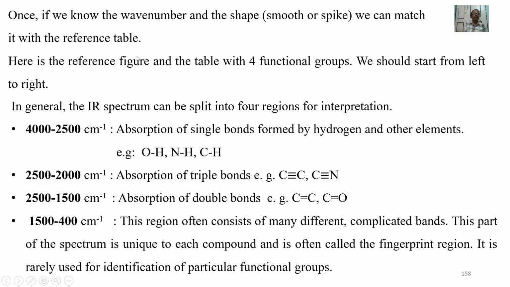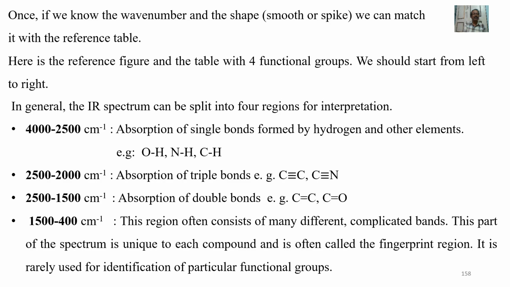Once we know the wave number and the shape, which is nothing but smooth or spike, we can match it with a reference table. Here is the reference figure in the next slide, and the table with 4 functional groups. As I said earlier, we need to learn by heart at least 4 functional groups. We should start from left to right. So we are going to start from the chart, reference table or reference figure, from left to right.